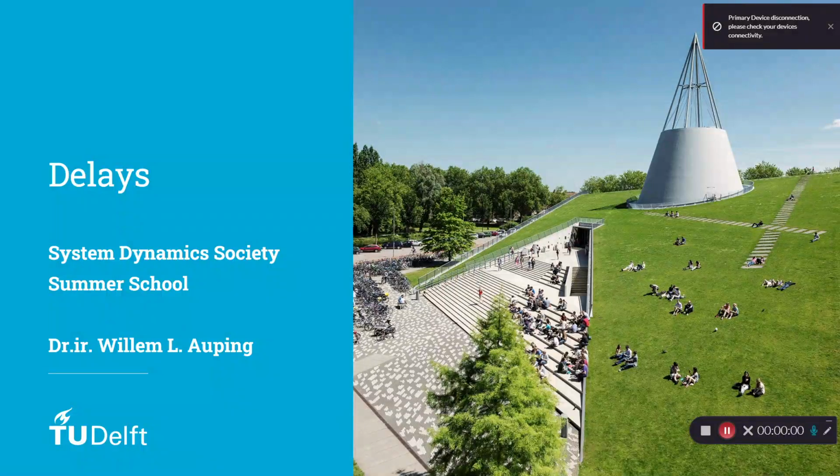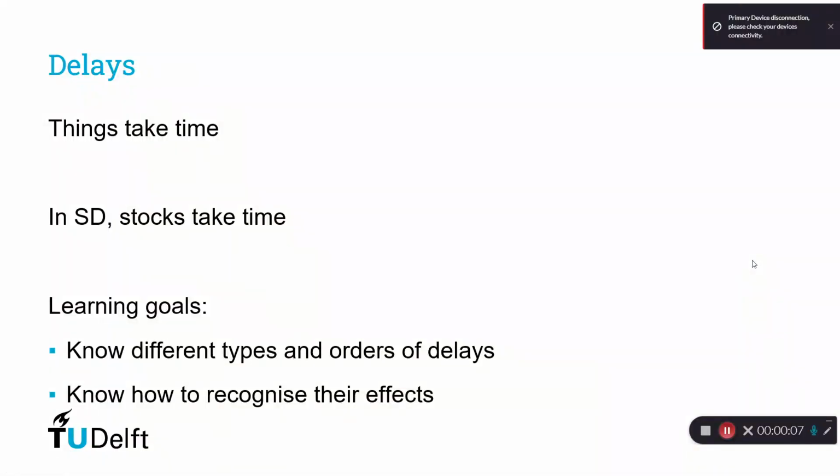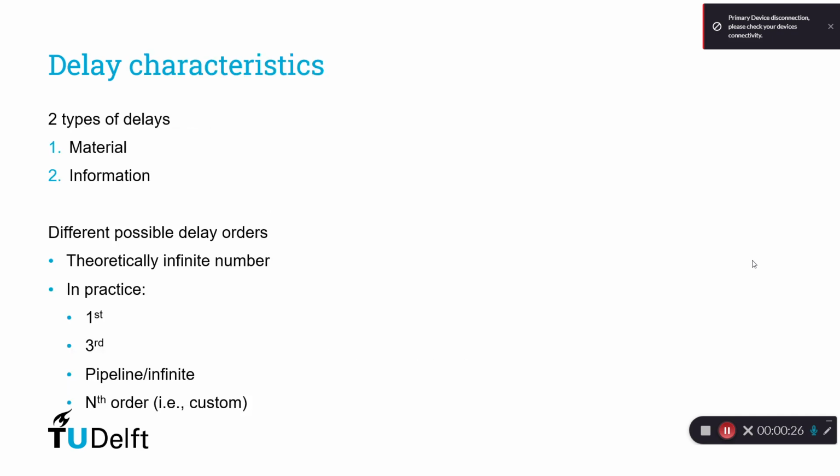We will talk about delays in the System Dynamics Summer School. Things take time. In reality, also in your model, and in System Dynamics, stocks take time. Today, in this lecture about delays, the learning goals are to know the different types and orders of delays and how to recognize their effects, and also in addition to this, how to implement them into your model.